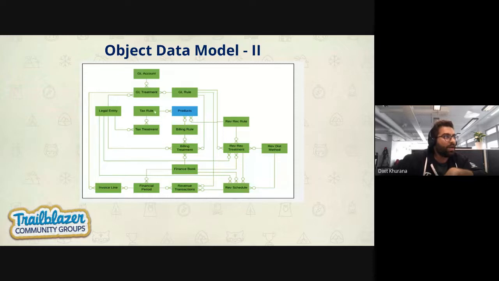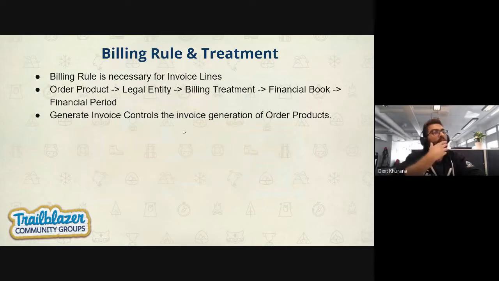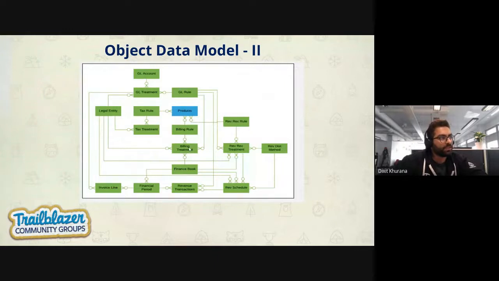But if I talk about the tax rule, billing rule, and revenue recognition rule, these are key aspects in order to generate an invoice or generate revenue, or calculate your taxes, right? Now we will see everything one by one. Okay, I'll move to the next slide. Okay, now billing rule and treatment. If I go back, you see every rule has its treatment. Billing rule directly has a child of billing treatment. Revenue recognition rule is also having a treatment.